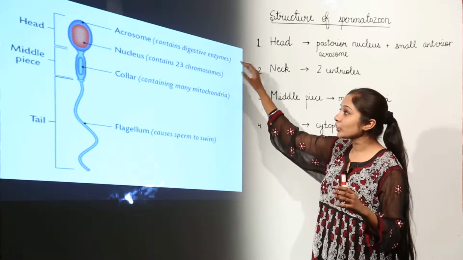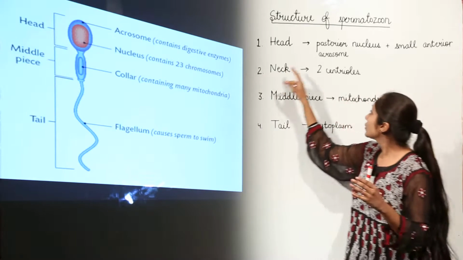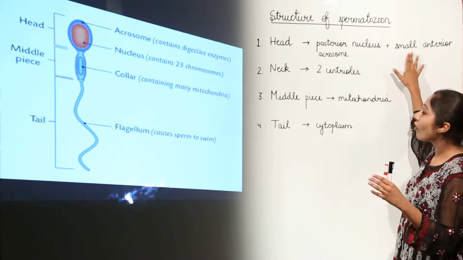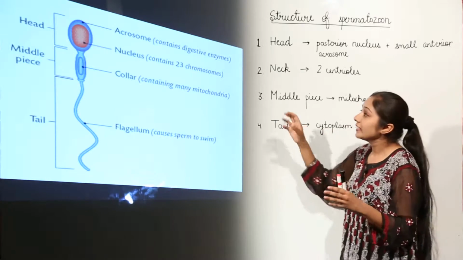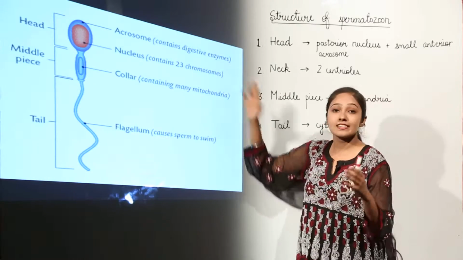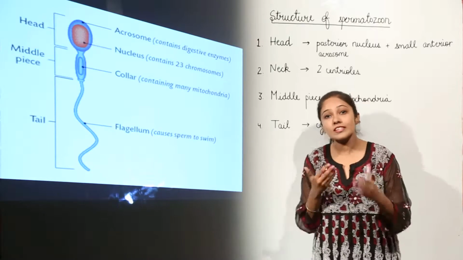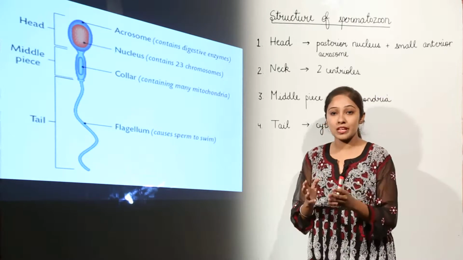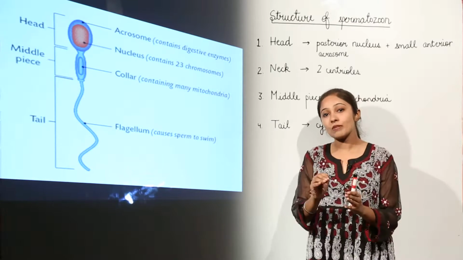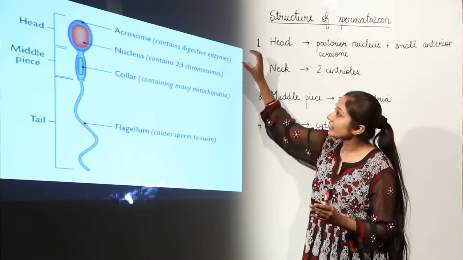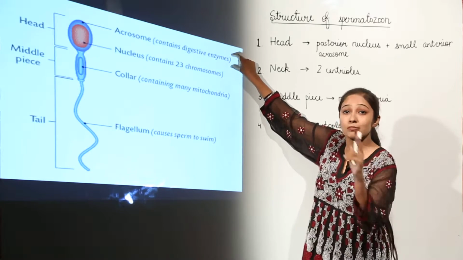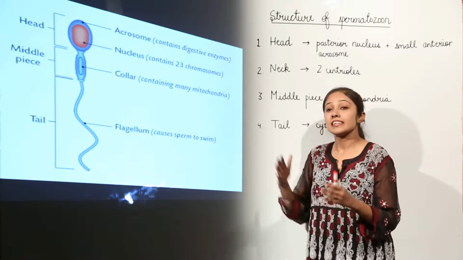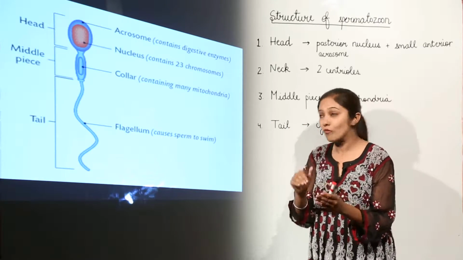It has an acrosome and a nucleus. In the posterior part, it has a nucleus and a small anterior acrosome. This acrosome contains digestive enzymes. They are hydrolytic enzymes. These enzymes are the ones which help it to penetrate into an ovum or an egg. So this acrosome is very important because of the presence of digestive enzymes, or hydrolytic enzymes, that help it to penetrate into the ovum.